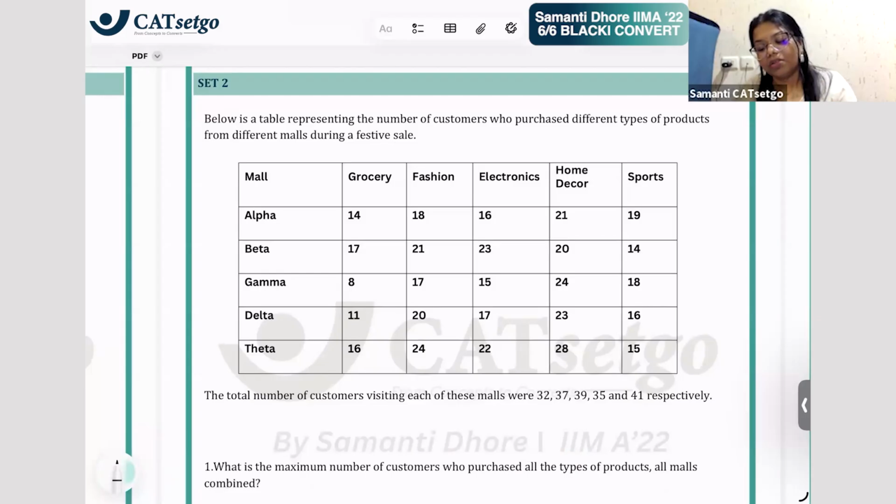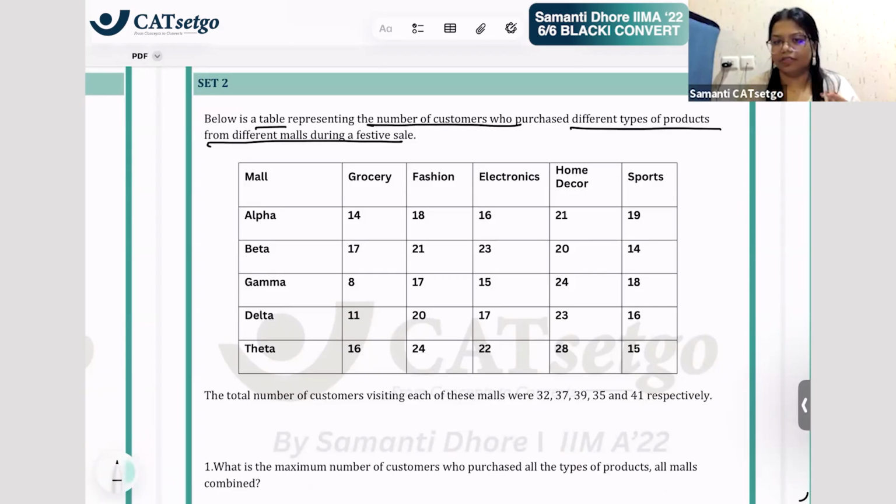It says below is a table representing the number of customers who purchase different types of products from different malls during the festive season. What are the types? Grocery, fashion, electronics, home decor, and sports. 5 different types of products. And there are 5 different malls. There's an alpha, beta, gamma, delta, and theta mall.